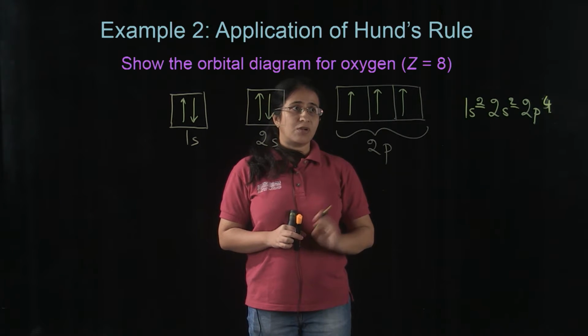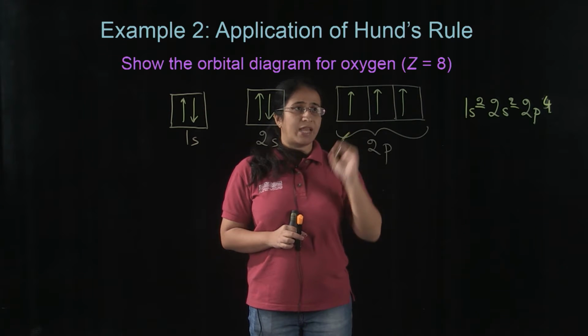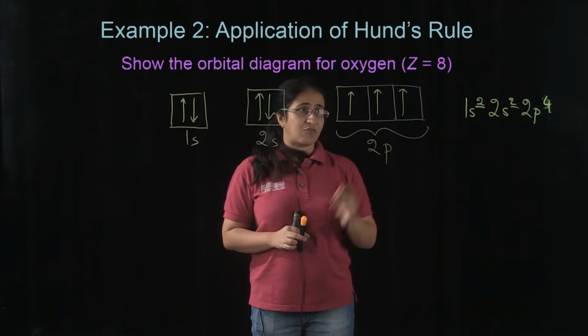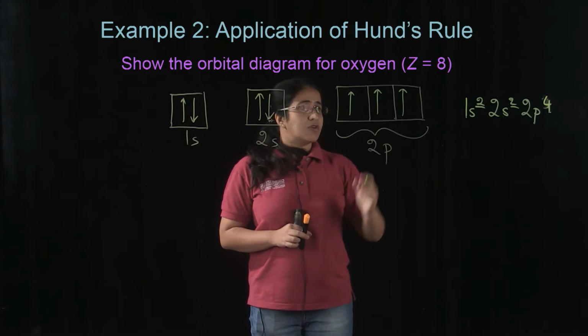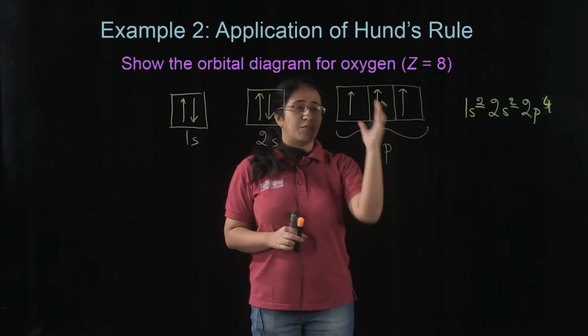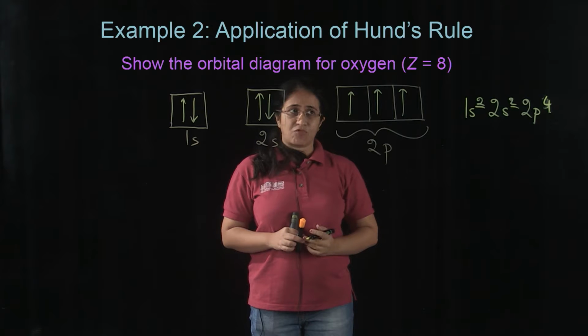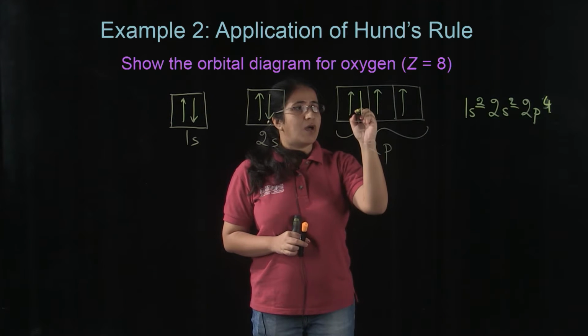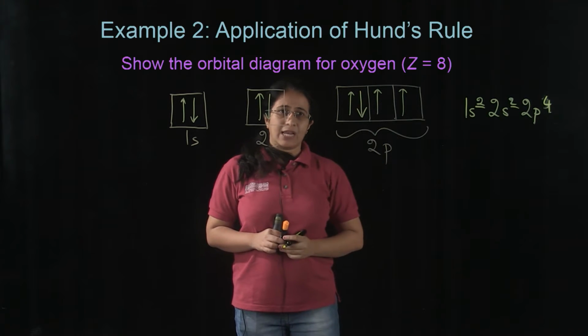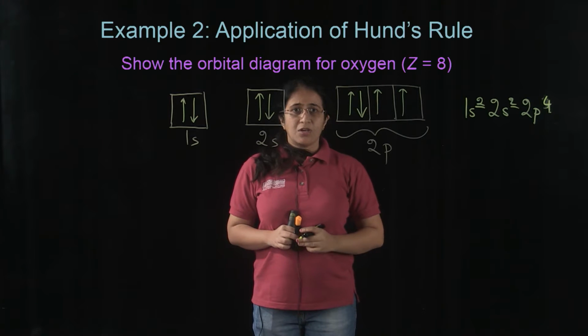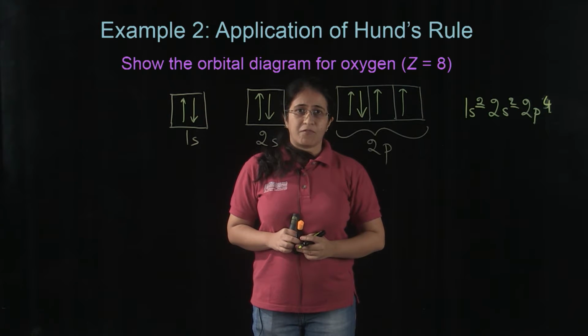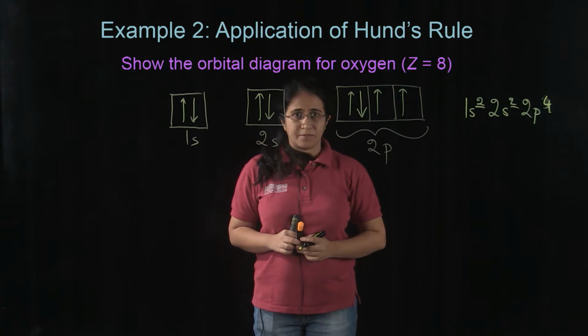Now based on Hund's rule, each of these orbitals already have 1 electron each with the same spin. So the 4th electron will have no choice but to share its room with one of these electrons, and when it does so, it needs to have an opposite spin. So this is going to be the orbital diagram for oxygen.